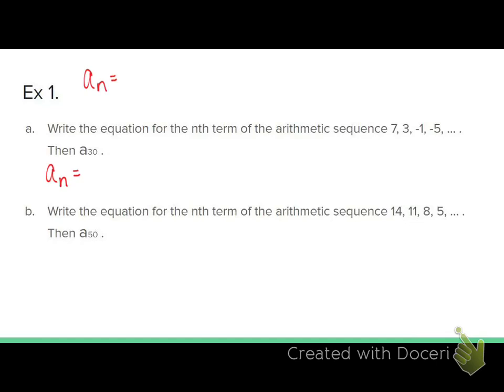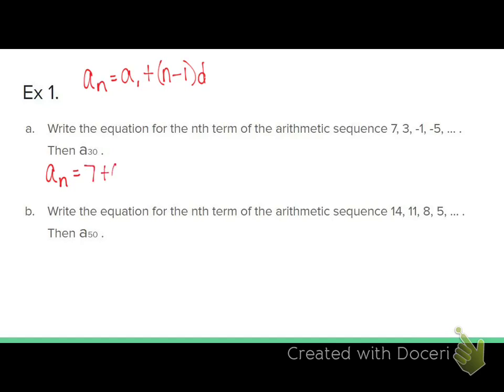I'll write the super generic version up here that we just wrote on the last couple slides. So when we're writing the equation, we don't know what term it is we're looking for yet. We'll do the 30th term in a minute. But generically for the equation, we don't know what term. We want to talk about any old term. Equals. We do know the first term. What is it?